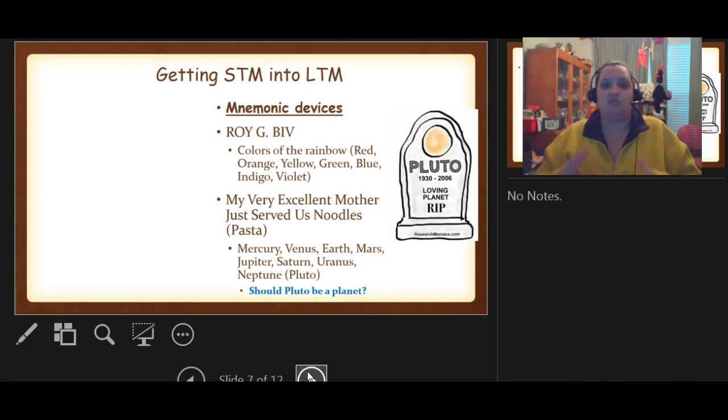So mnemonics. Great things. Mnemonic devices are basically any kind of device or trick that you can use to help get information into your head. Like Roy G. Biv, the colors of the rainbow: red, orange, yellow, green, blue, indigo, violet. Although, interestingly enough, indigo is not actually a real color. It was just created because the gentleman who created that really wanted there to be 7 colors in the rainbow, apparently.